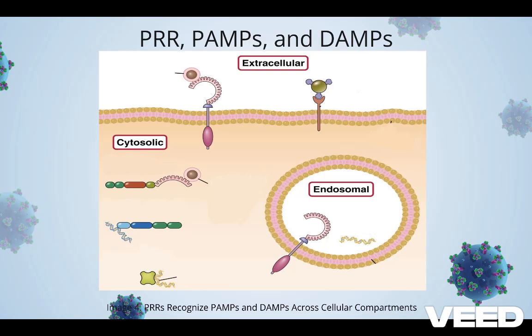So we have PRRs, PAMPs, and DAMPs. What are they, right? So PRRs are pattern recognition receptors, and what they'll do is that they'll recognize PAMPs or DAMPs. PAMPs are pathogen-associated molecular patterns. So these are structures that are shared by microbes, such as bacterial cell walls, that are recognized by PRRs. If they're not recognized by the shared structure, they're recognized by the fact that they are damaged or injured, which is what the damage-associated molecular patterns are.